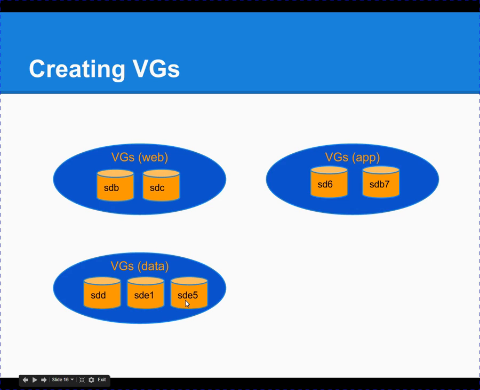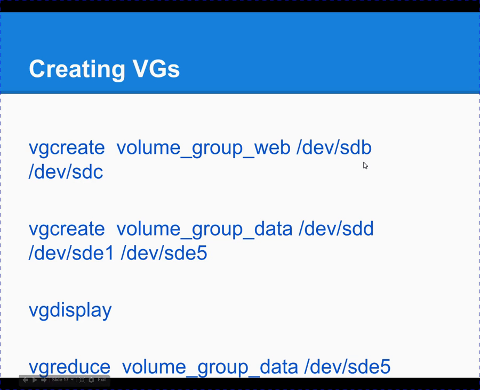Creating volume groups. Okay, so now basically we're going to create 3 volume groups. One is going to be called web, one is going to be called data, and one is going to be called app. The command for that is going to be vgcreate, of course, and then you list the name of the volume group that you'd like to create. So vgcreate volume_group_web is one of the groups that we're going to create.